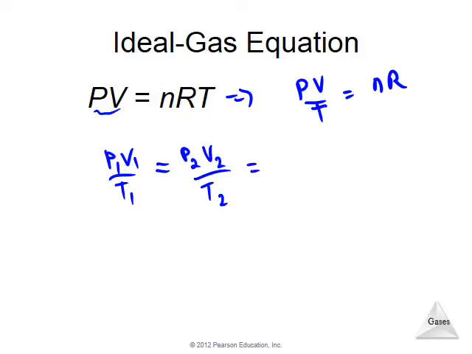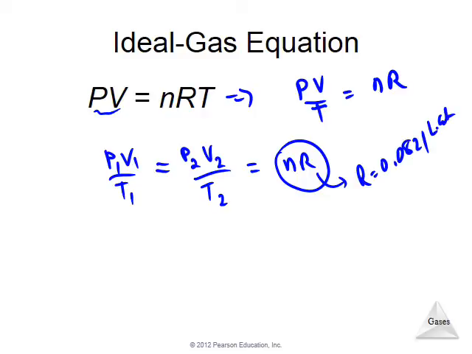Now this is going to be true for a fixed amount of gas. Here you can see that PV by T gives number of moles times the gas constant. So gas constant, again, I want to remind you this is 0.0821 liter atmosphere per degree Kelvin per mole. Now let's go over a problem. In the next slide we discuss a problem.